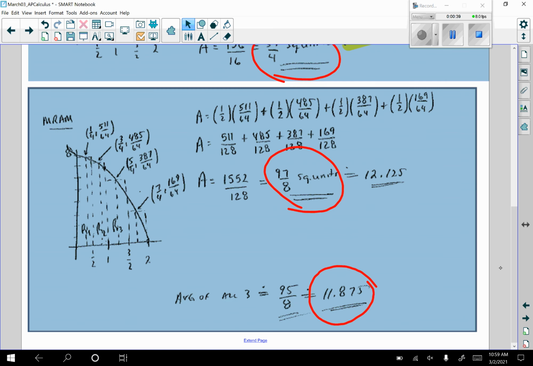Because remember, at the very end too, I wanted you to try this with different sub-intervals, increasing them along the way, just to see what the area was converging upon. And it turns out this exact area is 12.